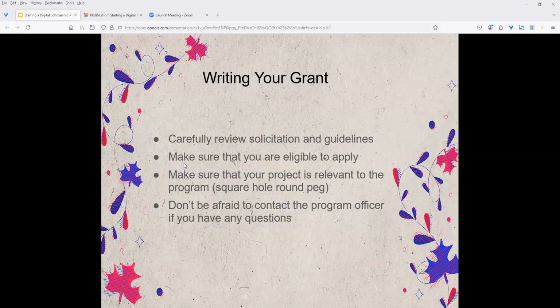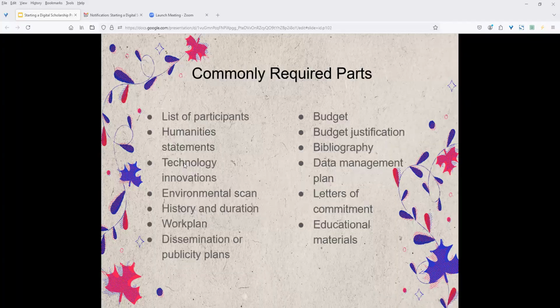When you're writing your grant, you want to carefully review the solicitation and guidelines. You want to make sure that you're eligible to apply. Oh, dear me, make sure that you are eligible to apply. There's no point in doing all this if your project falls outside the scope of what the department you're applying to is all about. So make sure that your project is relevant to the program. Don't be afraid to contact the program officer and ask questions. Say, do you think this really fits or not?